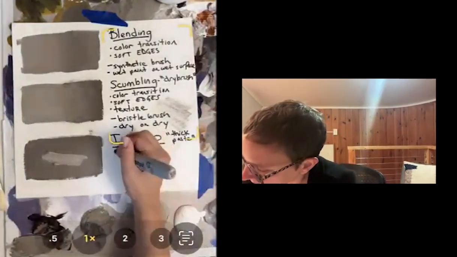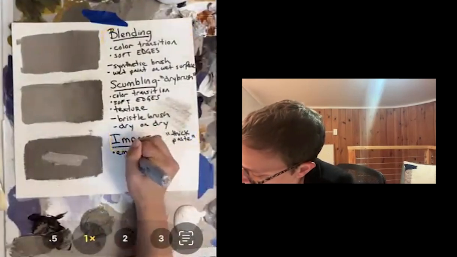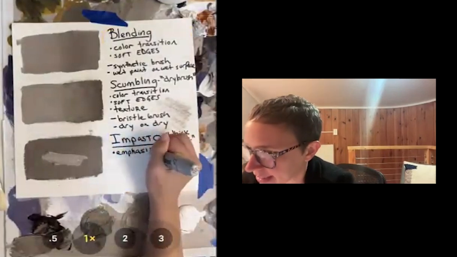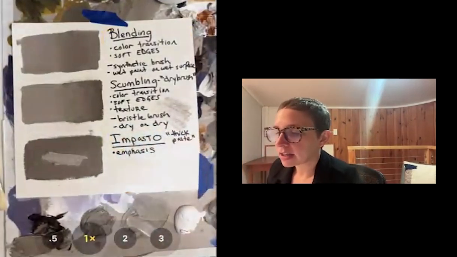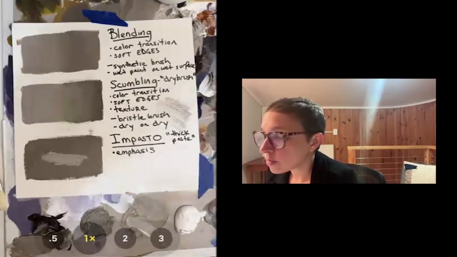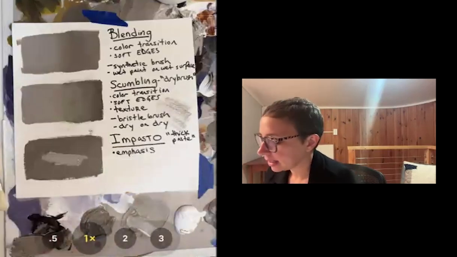So that is one reason we would use it: to create emphasis. So on our focal points or secondary focal points, as you get lighter and lighter on your objects, you can get thicker and thicker. And then on your bright white highlight or almost white highlight, you could use impasto for emphasis.